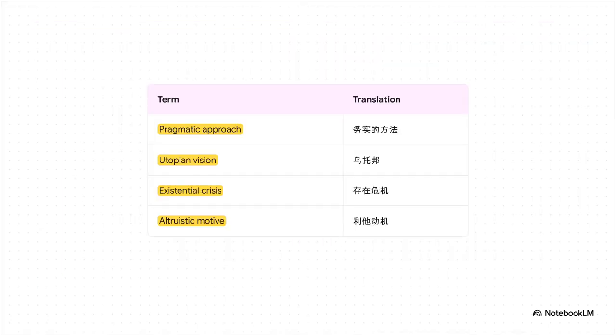Let's keep that rhythm going. Pragmatic approach, 务实的方法. A great way to describe a realistic, boots-on-the-ground solution in public policy debates. Next, utopian vision, 乌托邦. An amazing term for critiquing highly unrealistic or overly expensive city planning proposals in Speaking Task 7.